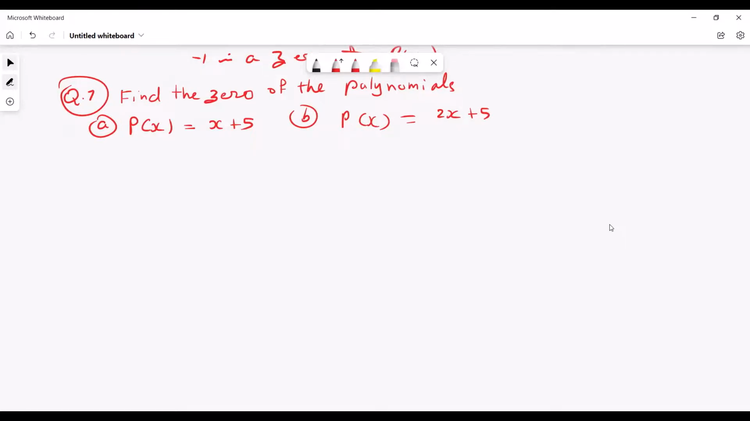Find the zero of the polynomial. Two polynomials are given. Let us consider the first polynomial.